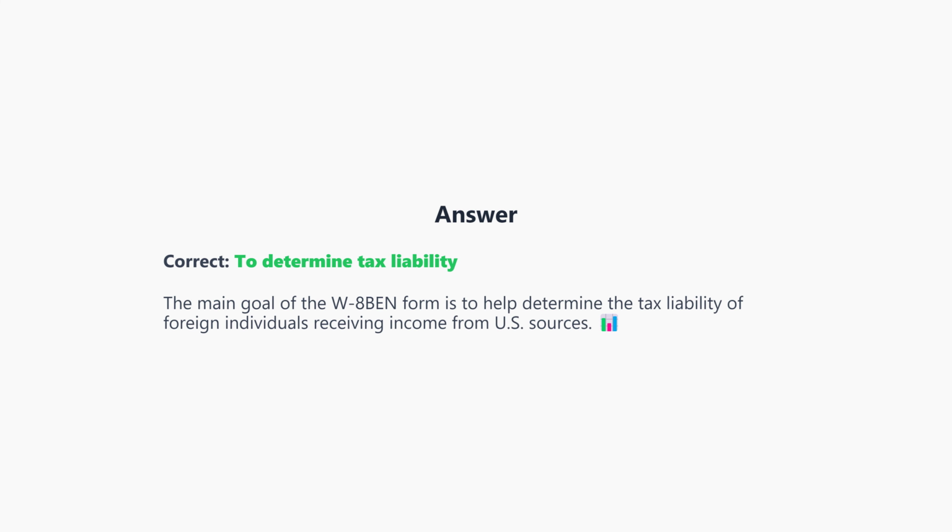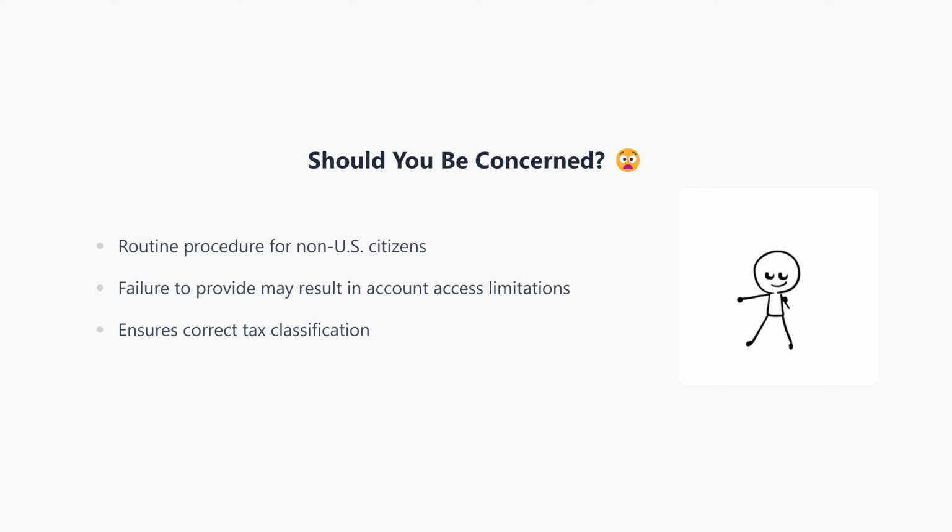The correct answer is B, to determine tax liability. The main goal of the W-8BEN form is to help determine the tax liability of foreign individuals receiving income from U.S. sources. Do you need to be concerned about filling out the form?